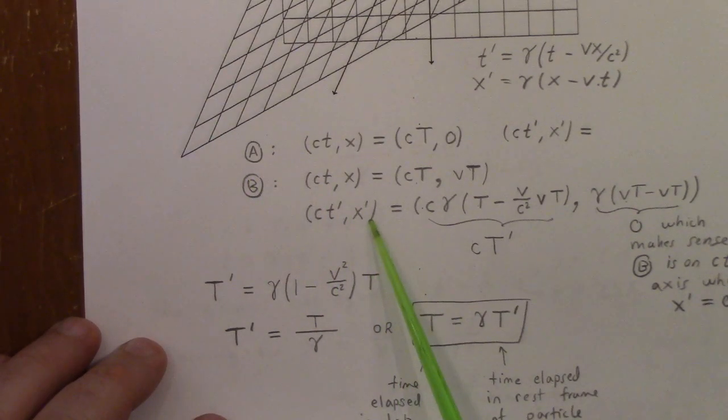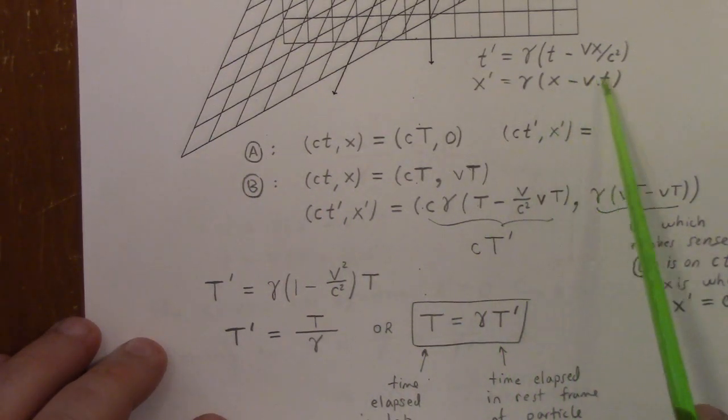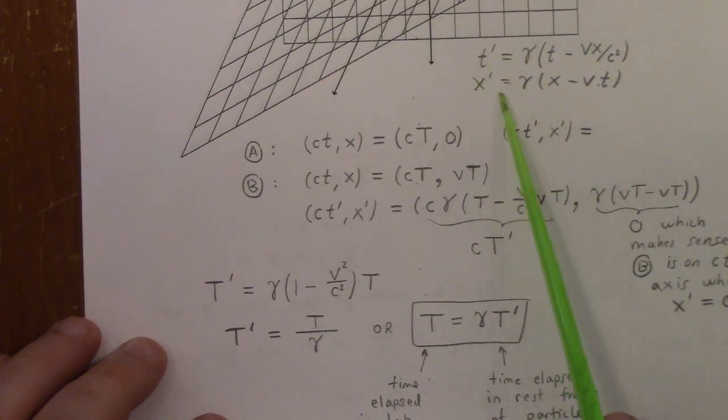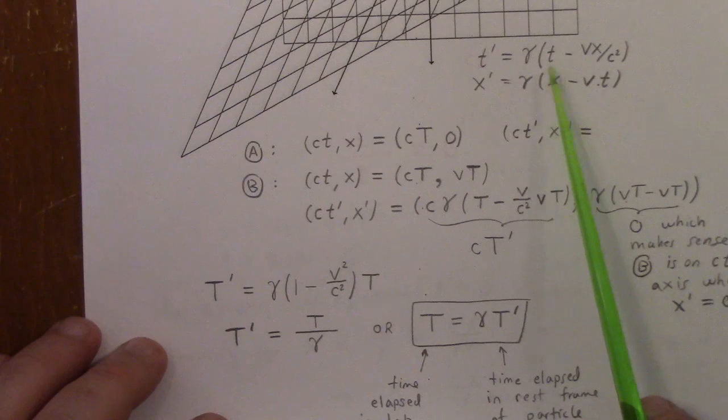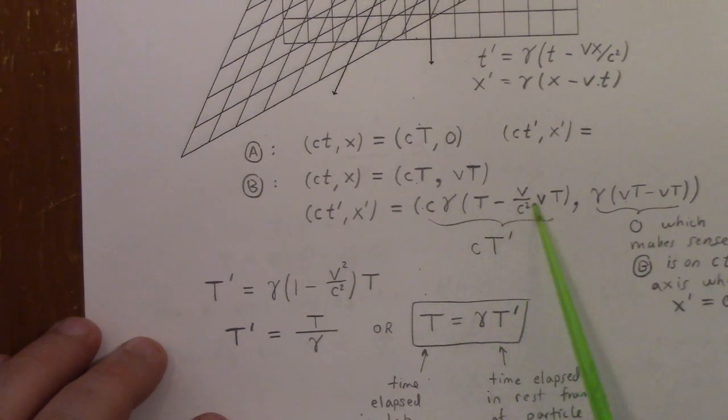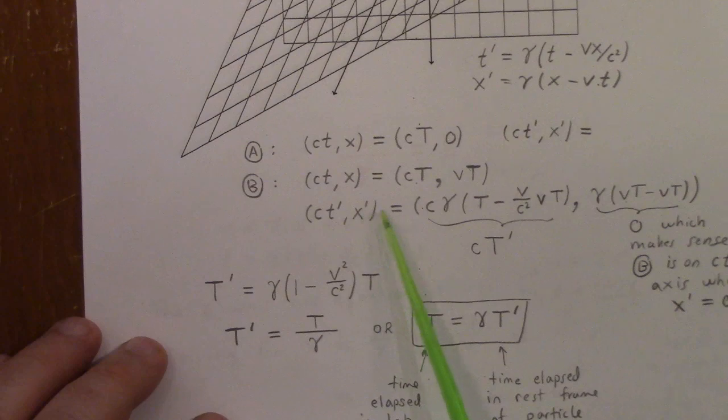and then I can calculate that same event in the primed system using the change of coordinates, the Lorentz transformations. And so if I put in t equals big T and x equals vt, then that gives me this. And then of course we should expect that x prime is equal to 0, because that's where we're putting the moving clock, and indeed that works out to 0.